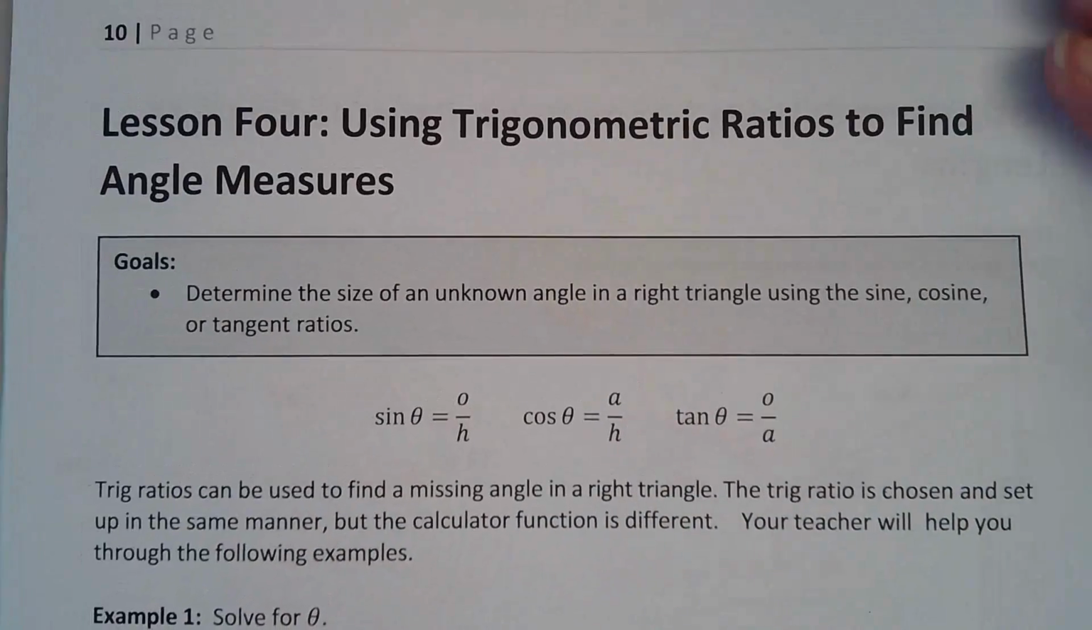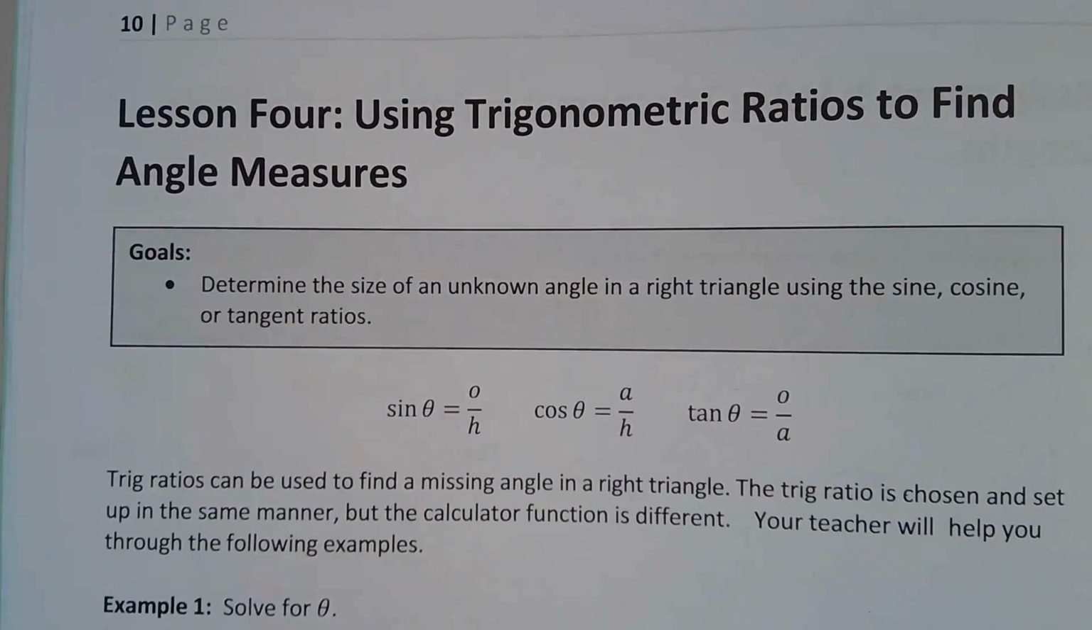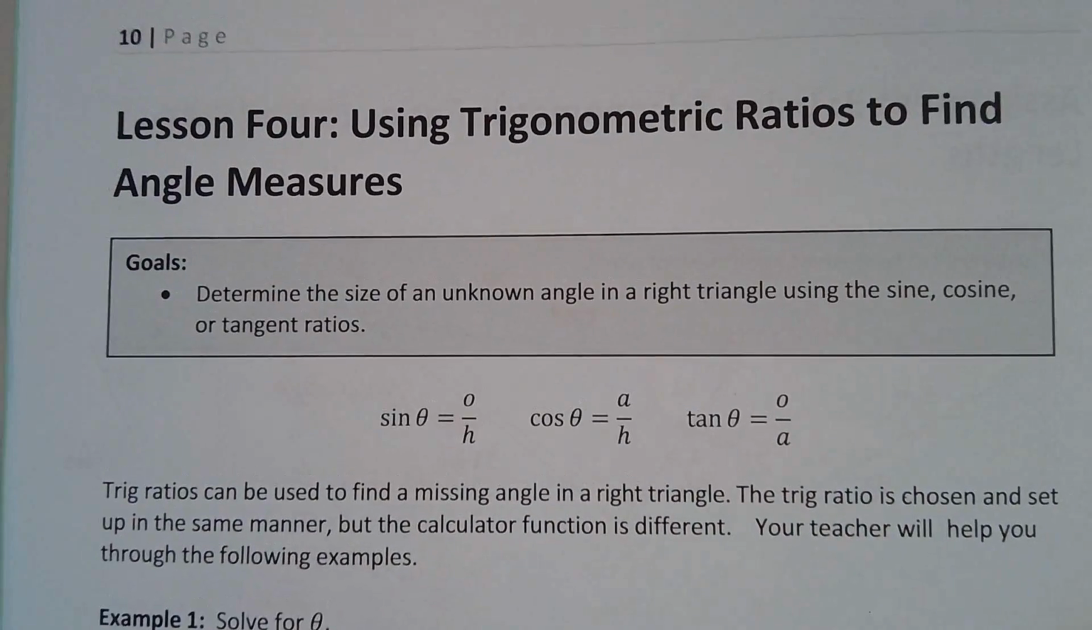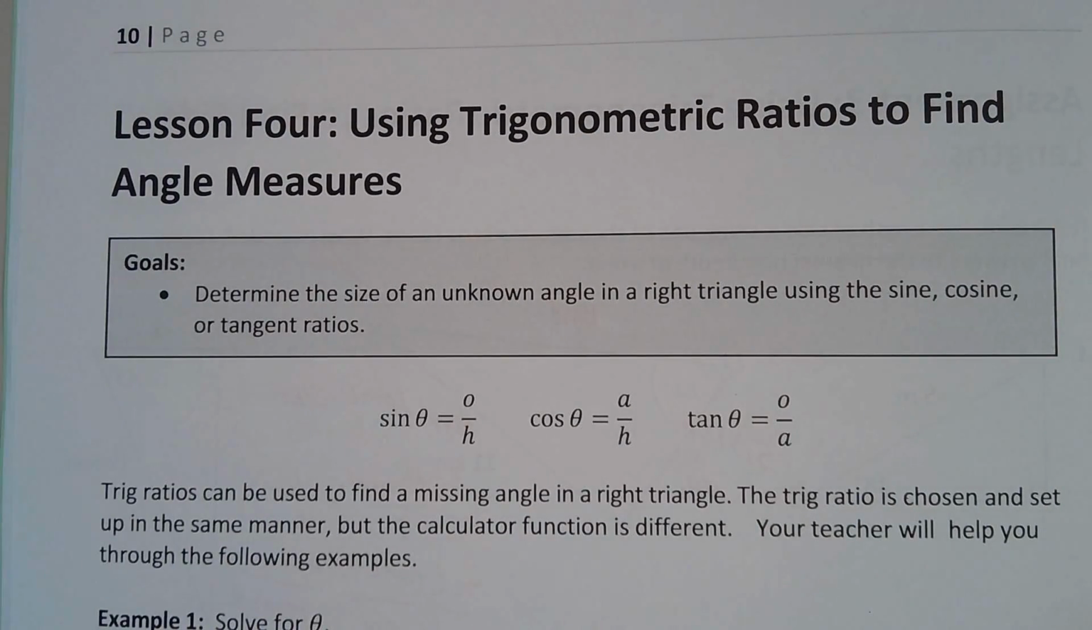So for this one, as you can see, the title kind of gives it away. It says here, using trig ratios, and the three primary trigonometric ratios that we know of are sine, cosine, and tangent. So it kind of gives it away that we're going to be using that. But what are we trying to find this time? We're going to use a trig ratio to find an angle measurement.